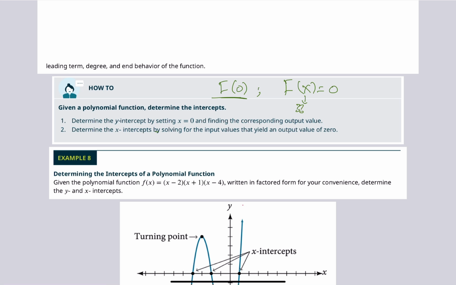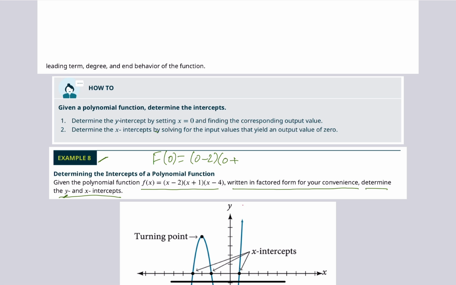Let's understand this with example number 8. Given the following polynomial function, it's written in factored form for our convenience. We just need to determine the y and x intercepts. How do I find the y-intercept? Remember, y-intercept means plugging in 0 for x. So 0 minus 2, 0 plus 1, 0 minus 4. Negative 2, 1, negative 4, it equals 8.